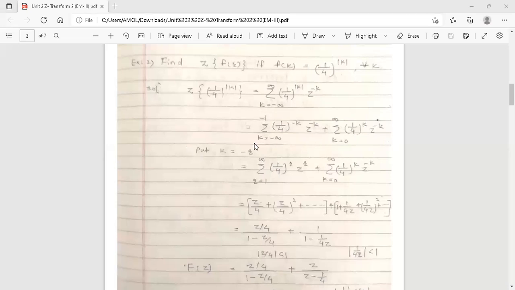Now change the limits of the first summation, where k varies from minus infinity to minus 1. When limits are from minus infinity to minus 1, we change the limits because we don't know the value of infinity. So in this case, we always change the limits. The standard substitution is: put k is equal to minus r. When k is equal to minus infinity, then the value of r is infinity. And when k is equal to minus 1, r is equal to 1.